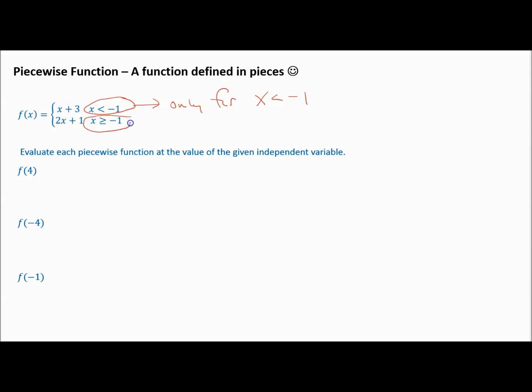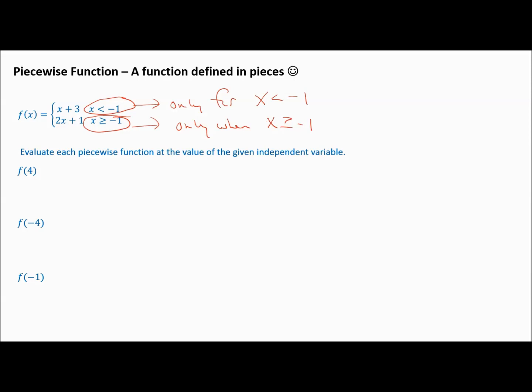And then these are directions again. You use the second one, 2x plus 1, only for x greater than or equal to negative 1. So I'm not allowed to plug in like negative 2 into this one. I'm only allowed to plug in negative 1, 0, 1, 2, 3. So you will never plug the same number into both pieces.